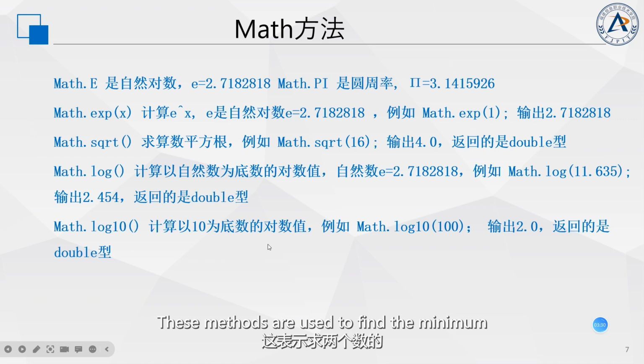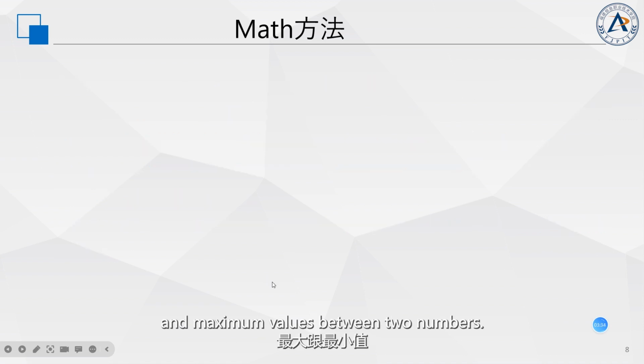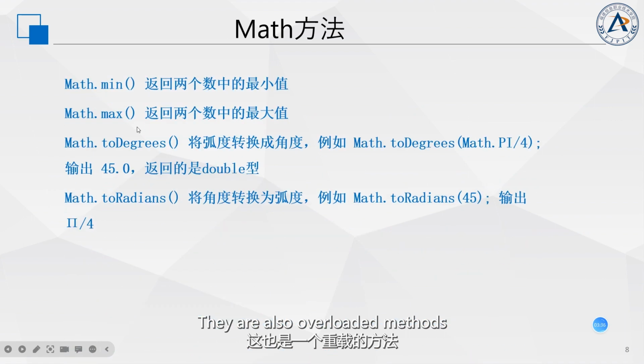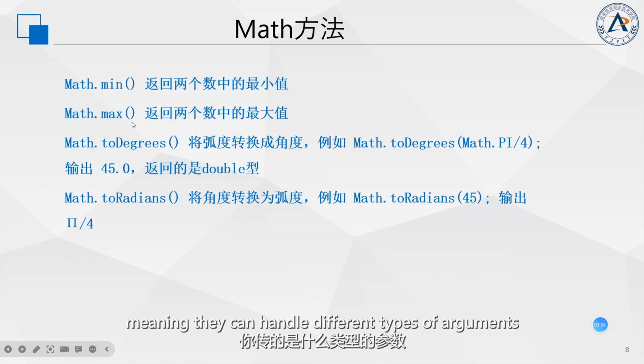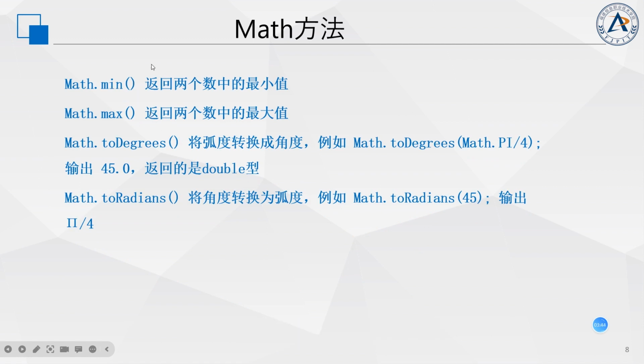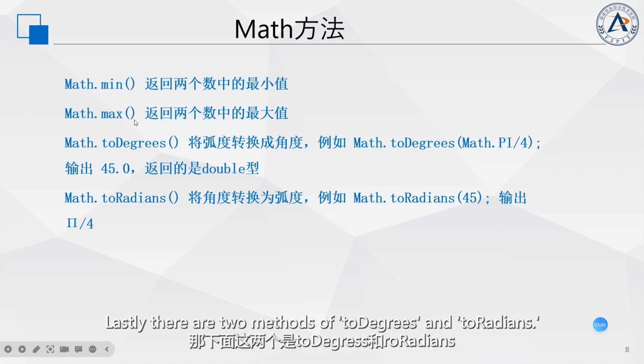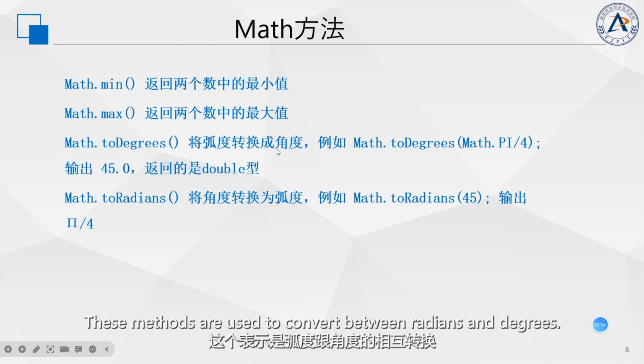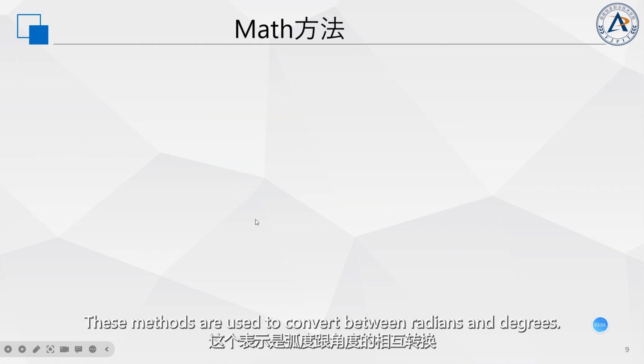Next, we have min and max. These methods are used to find the minimum and maximum values between two numbers. They are also overloaded methods, meaning they can handle different types of arguments and return the corresponding value type. Lastly, there are two methods, toDegrees and toRadians. These methods are used to convert between radians and degrees.